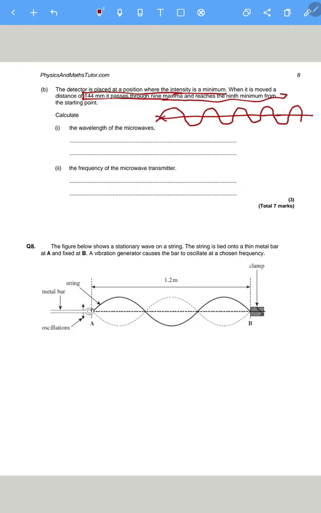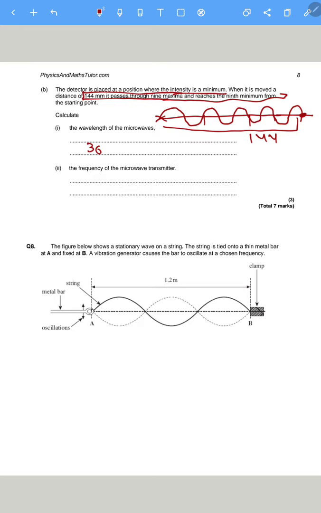It passes through 1 maxima, 2, 3, 4, 5, 6, 7, 8, 9. So it does actually go through here to here. And this distance is 144. So that is 1 wave, 2, 3, 4. So 114 divided by 436.